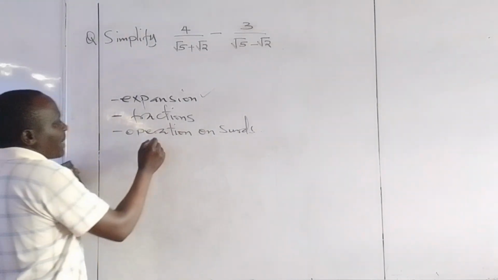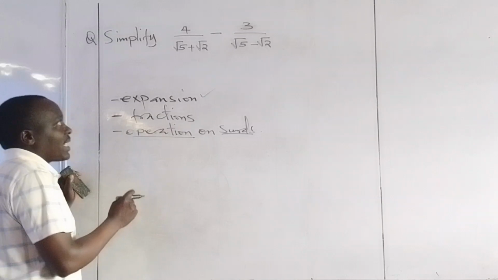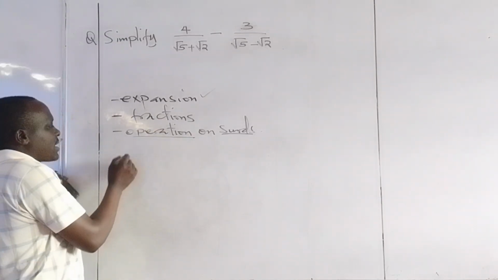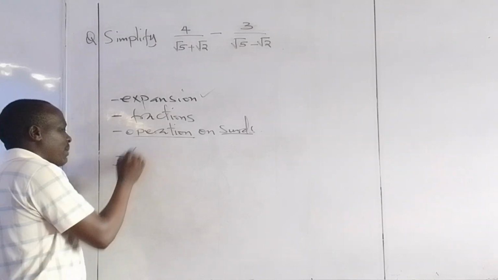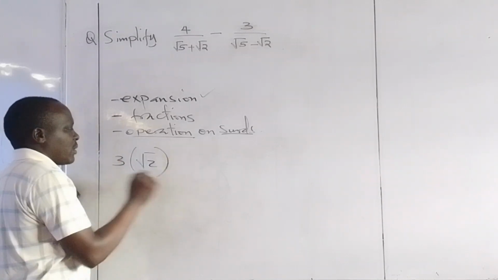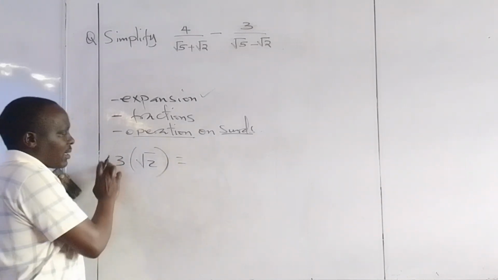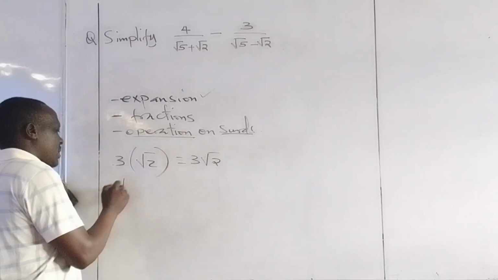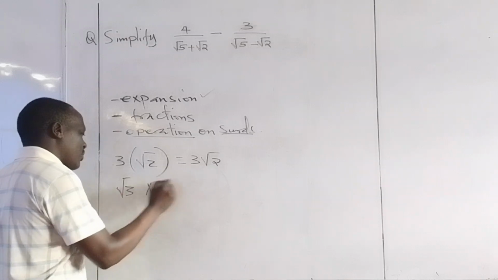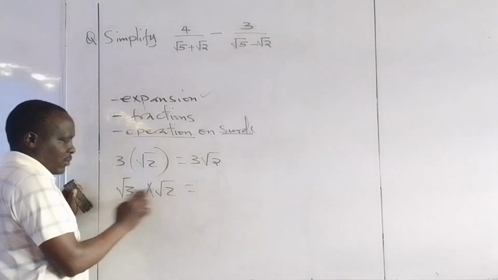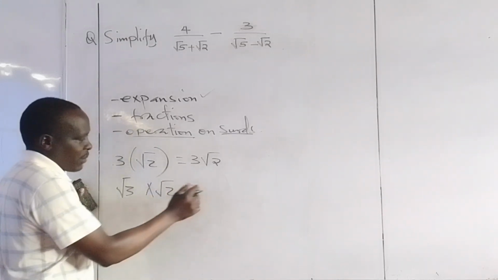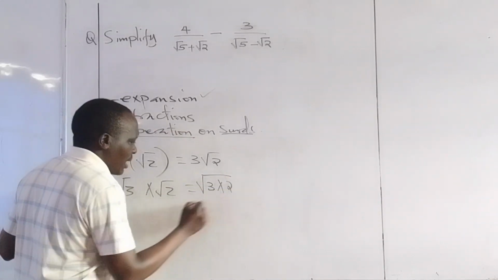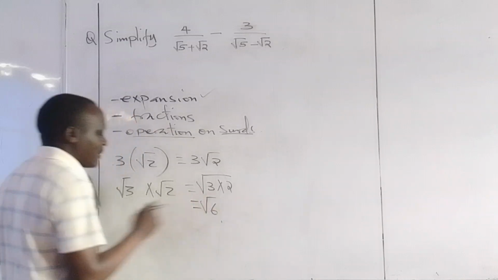Lastly, we are going to look at the operation on surds. Operation on surds, we are going to look at the multiplication, addition, and subtraction. For example, when a number like 3 is multiplied by surd 2, the product will be 3 surd 2. Surd 3 multiplied by surd 2, these two surds multiplied, they are of the same order, so we multiply the numbers under their root sign. So that is 3 times 2, and therefore this one is the same as surd 6.